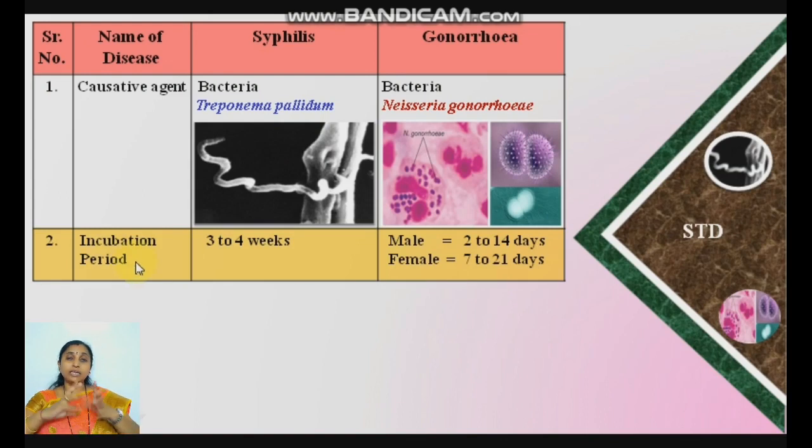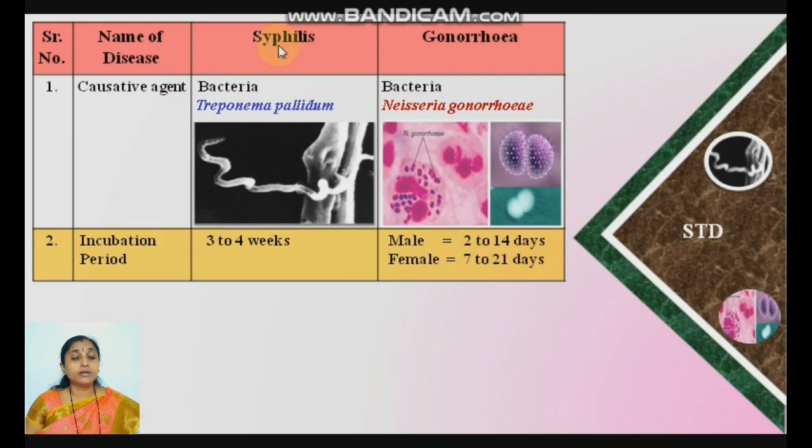Incubation period. What is the meaning of incubation period? It is the period after the entry of the bacteria until the first symptom develops. Upon exposure, the bacteria enter, infection is carried out, and multiplication of bacteria happens inside the body. That is, from the exposure of the bacteria until the development of the first symptom. That period is known as the incubation period.